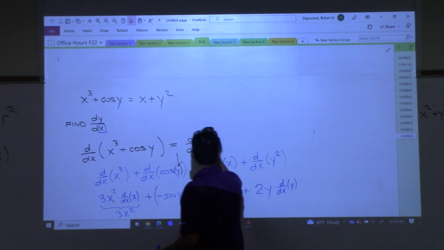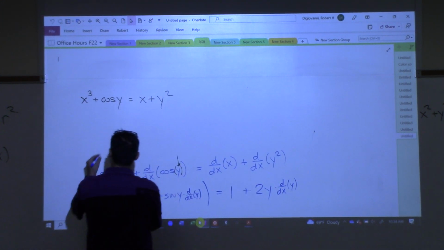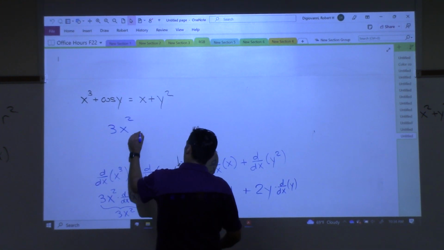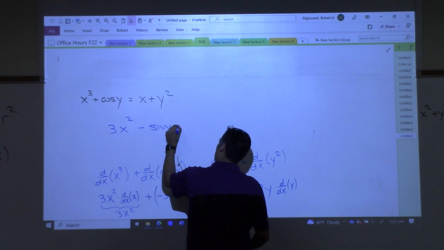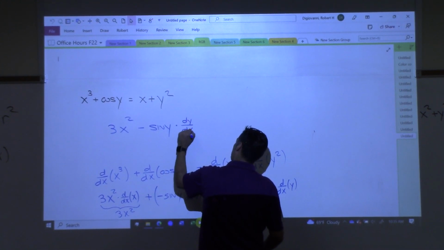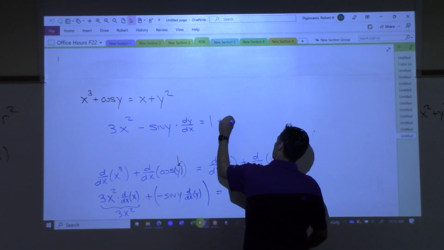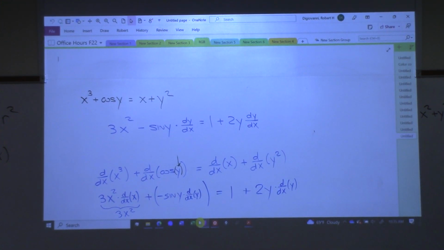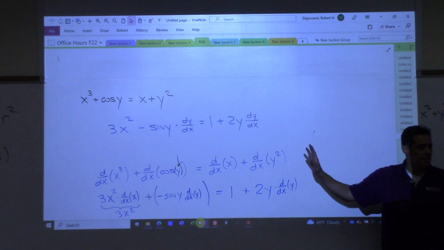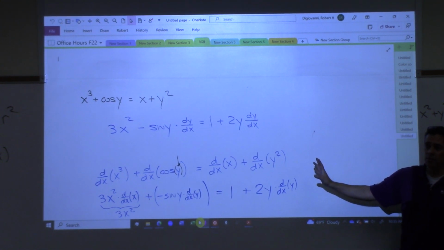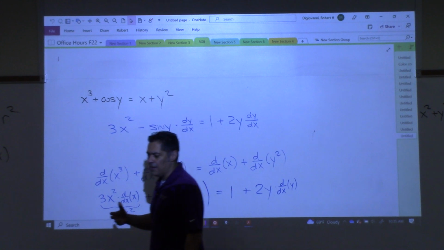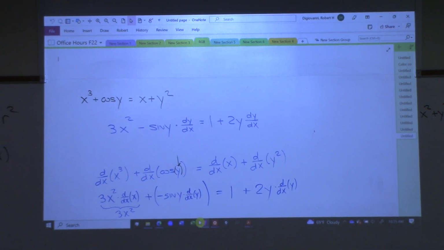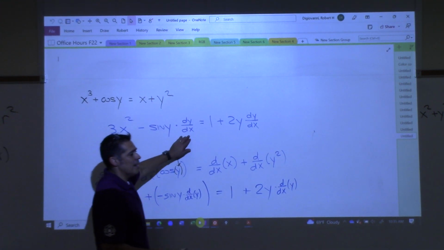So here's my answer so far. I'm going to rewrite this. It's 3x squared minus sine of y times dy dx equals 1 plus 2y dy dx. Do y'all see where everything came from there? Does anyone have any questions about where any of that came from? You will get faster with this as you start to become more comfortable with what's turning into 1 and what isn't turning into 1. Now we still need to solve for dy dx, okay?